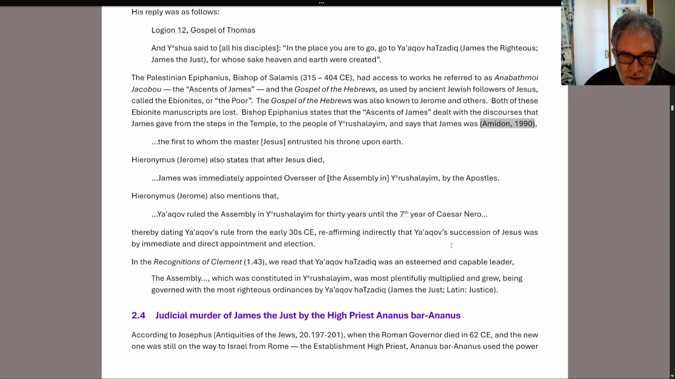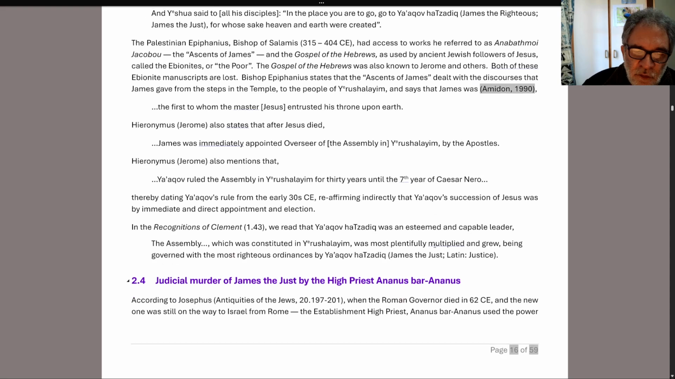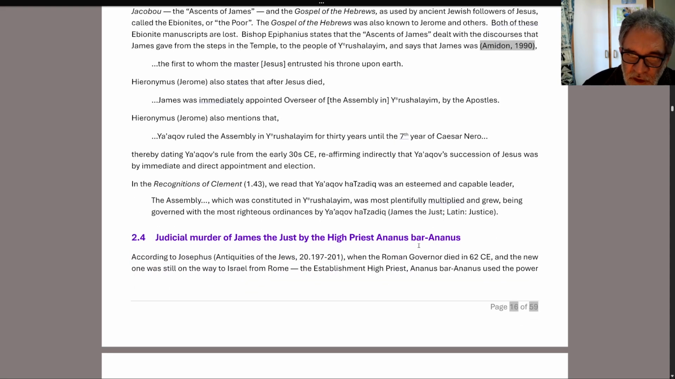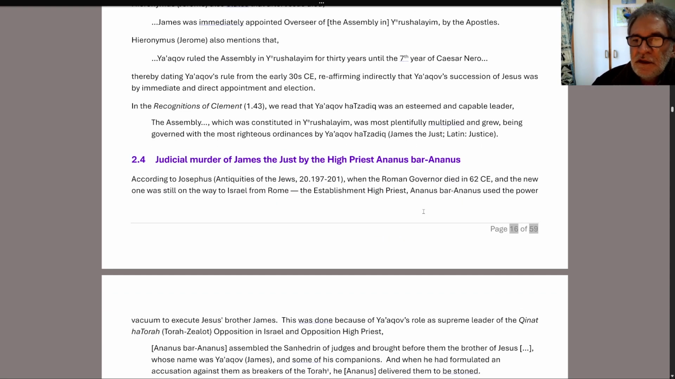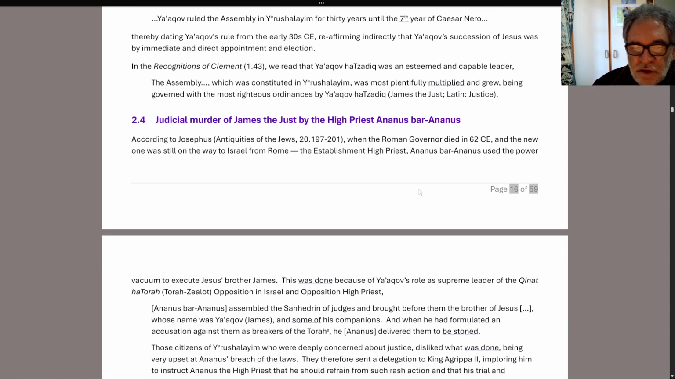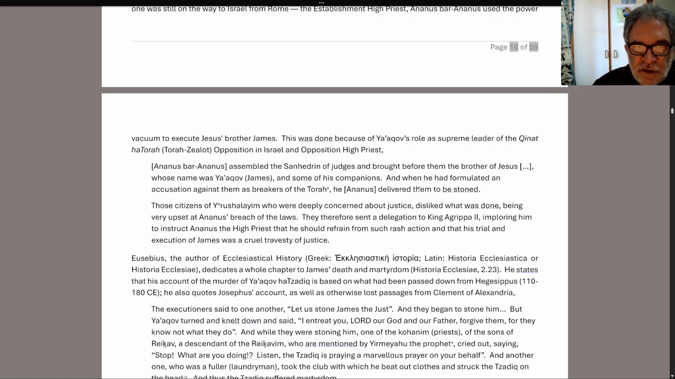Okay, now we look at the judicial murder of James the Just by the high priest Hanan bar Hanan. According to Josephus, Antiquities of the Jews, when the Roman governor died in 62 CE, and a new one was still on the way to Israel from Rome, the establishment high priest Hanan bar Hanan used the power vacuum to execute Jesus' brother James.